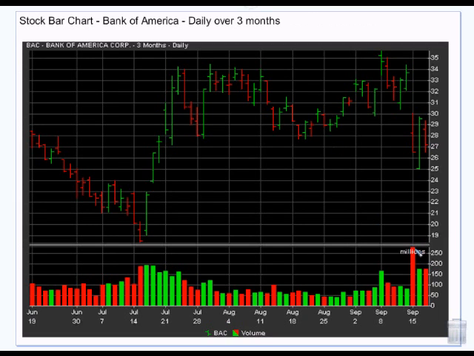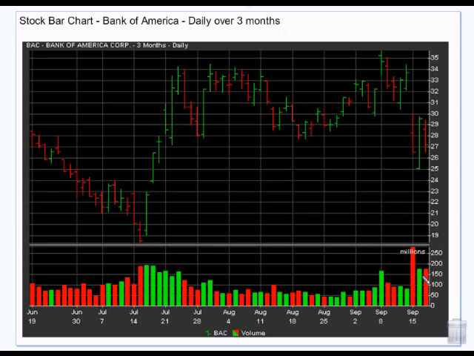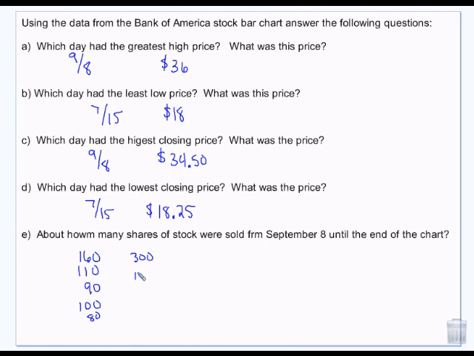And then I've got, well, we're going up in 50s. So that would be 300 probably, or close to. And then I've got, both of these are about the same. What do you think that is? 175-ish? Sure.